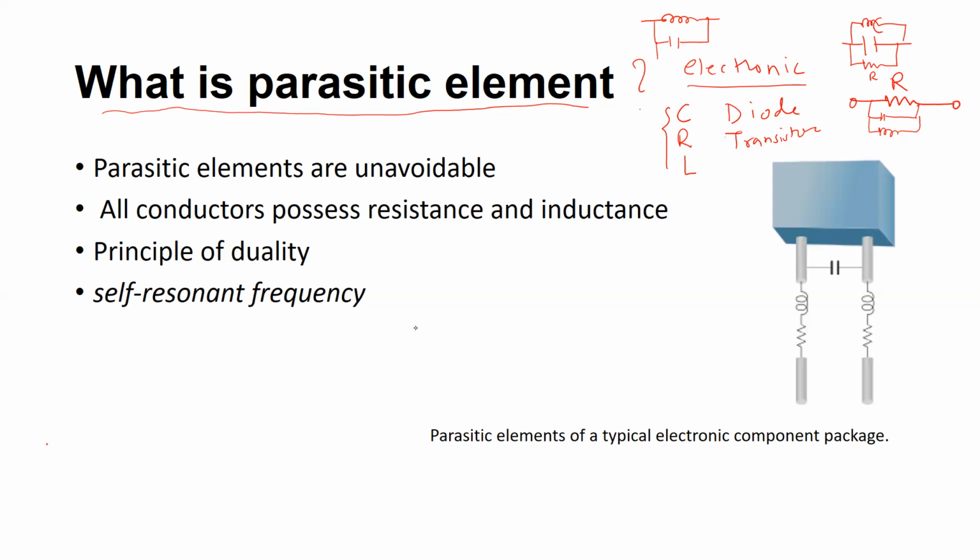For example, here you see, let's say, a component, and there are two leads to this component. Between the two leads there is this capacitance, which is called parasitic capacitance. Then you have an inductor here, a resistance here, an inductor here, and a resistance here. So this figure shows the parasitic elements of a typical electronic component packaging. That is unavoidable, and that is our first point: the parasitic elements are unavoidable.